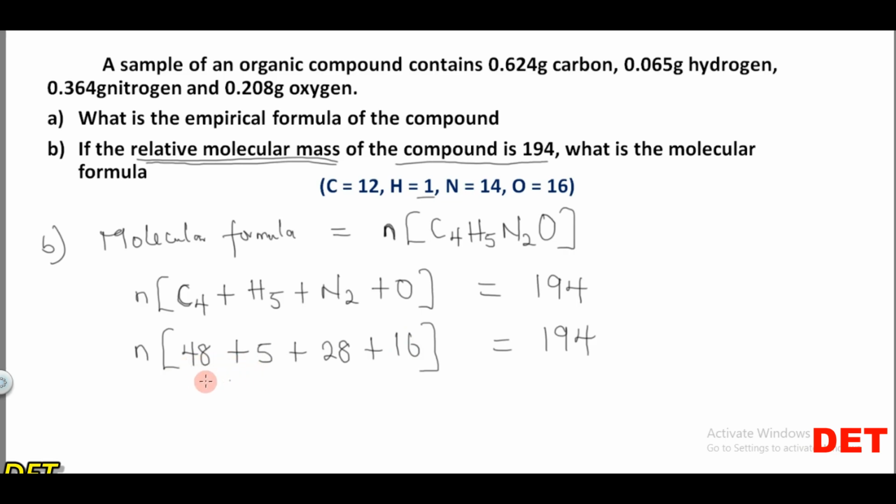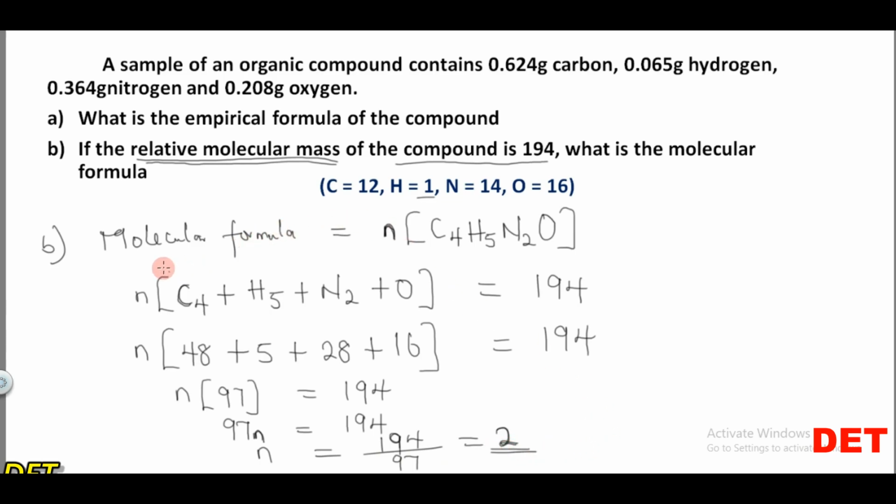So 48 plus 5 plus 28 plus 16 will give me 97. So this will be n open bracket 97 equal to 194. So n times 97 is 97n equal to 194. To look for the value of my n, I will divide both sides of the equation by the coefficient of n, which is 97. So my n will be equal to 194 divided by 97, which is equal to 2.